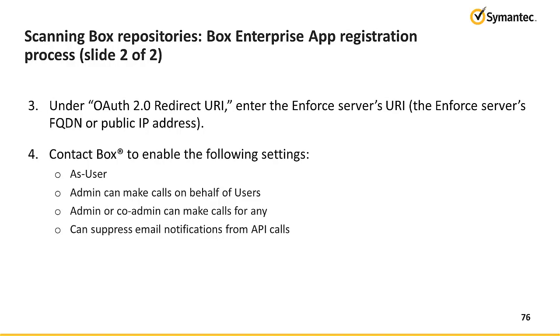Before you can use the custom Box Enterprise app, it is necessary to enable additional privileges that are not available from the Box developer site. Therefore, you will need to contact Box to enable the following settings: as user, admin can make calls on behalf of users; admin or co-admin can make calls for any; and can suppress email notifications from API calls. For more detailed information on these steps, please see the Symantec Data Loss Prevention Administration Guide.